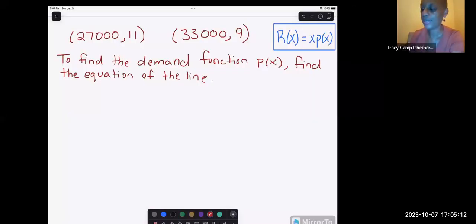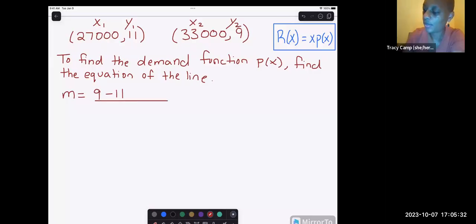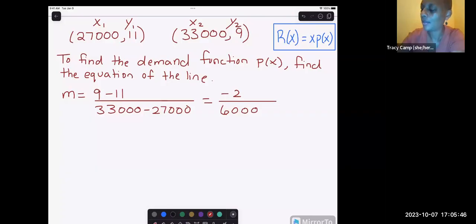All right, so I wrote the points down, and what we're doing right now is we're finding our P of X, our demand function, which means we're going to find the equation of the line. And let's use the slope formula. So our slope m is 9 minus 11 over 33,000 minus 27,000, which ends up giving us -2 over 6,000. Is that right? I think that's right. That reduces to -1 over 3,000. So that's the slope of our line.